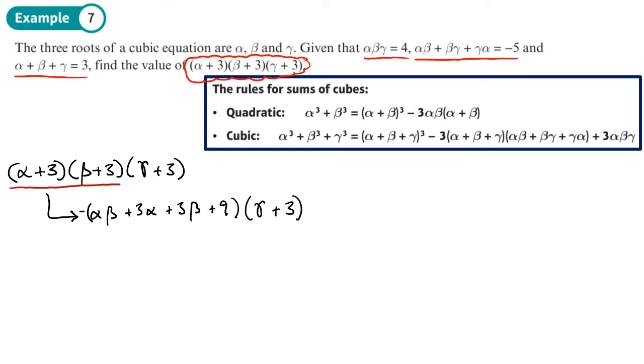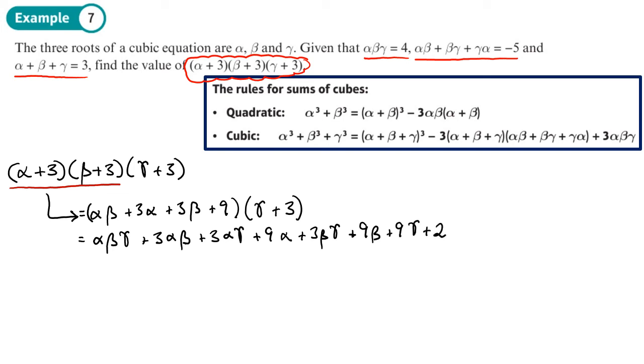So I could write equals here. So that's what I'm doing. If I multiply that out, I'll have alpha beta gamma plus 3 alpha beta plus 3 alpha gamma plus 9 alpha plus 3 beta gamma plus 9 beta plus 9 gamma plus 27.